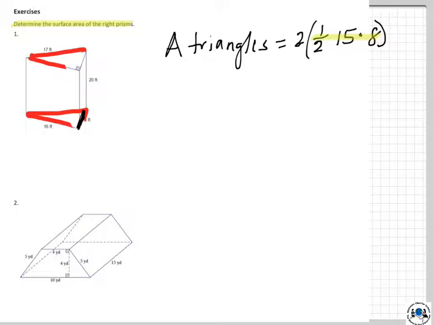But anyway, that's why I was able to use that 8 measurement as my height. And again, the one side I have 15 feet right down here. Let's go ahead and calculate that out. So that equals a total of 120 square feet.